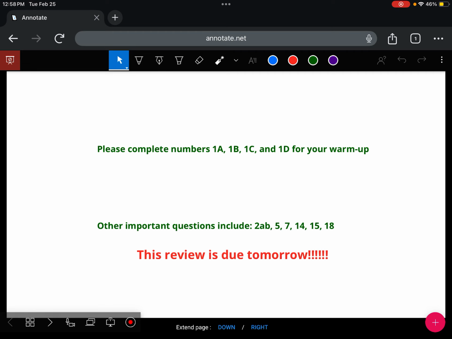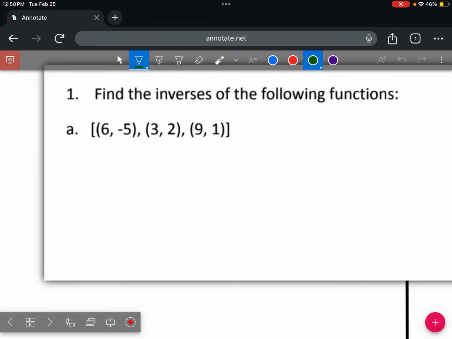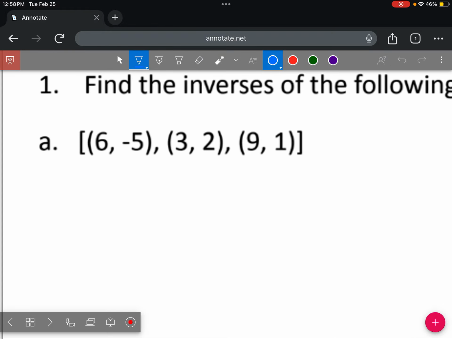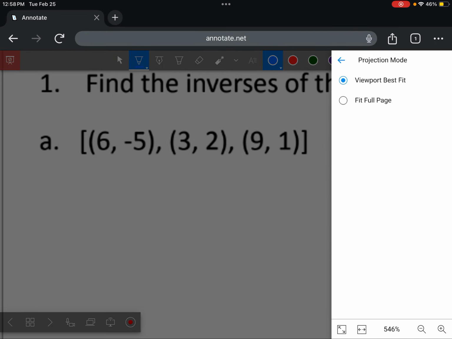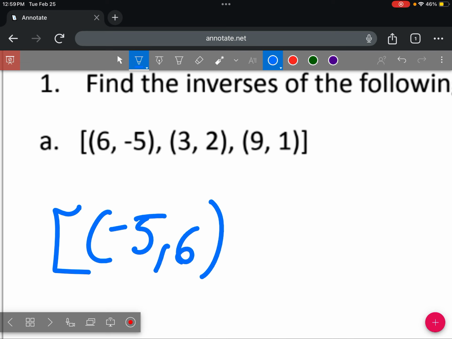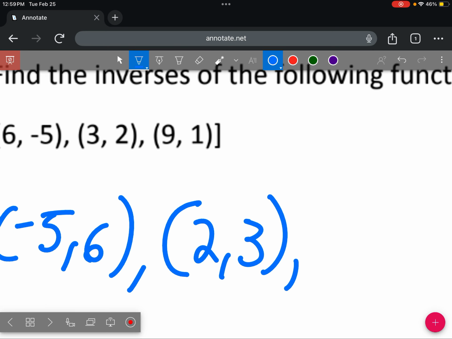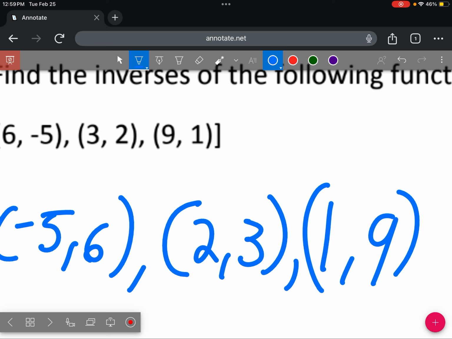All right. So for 1A, as Michaela said, all you would do is switch the X and Y values. You could switch X and Y because you are given the X and Y values. So it'd be -5, 6, 2, 3, 1, 9. And that's it.